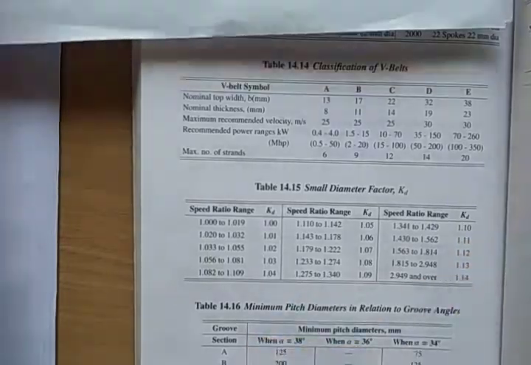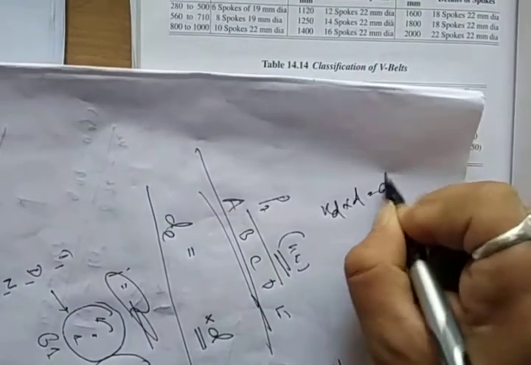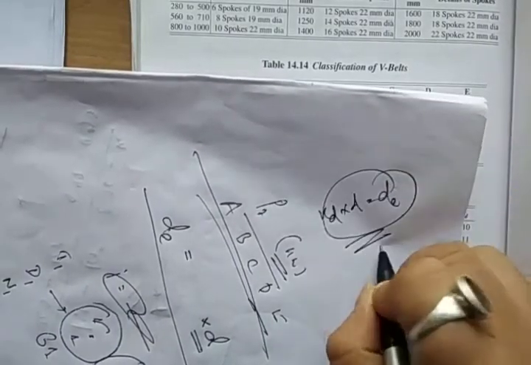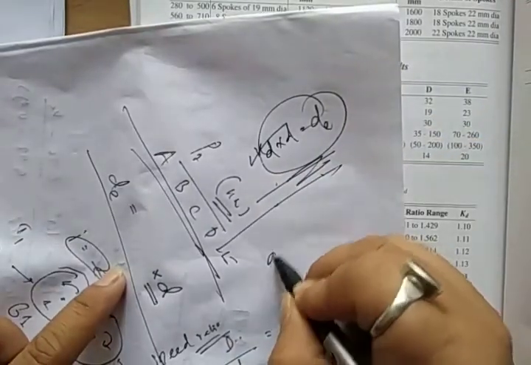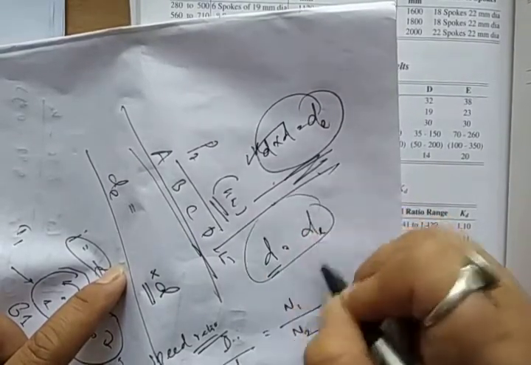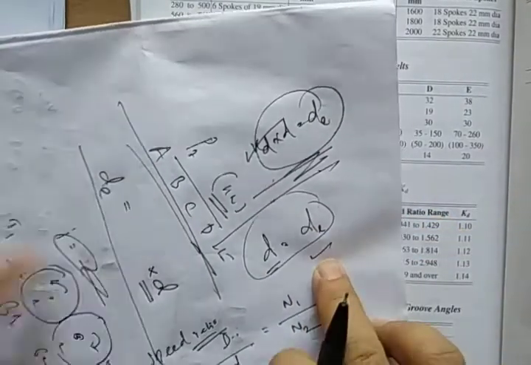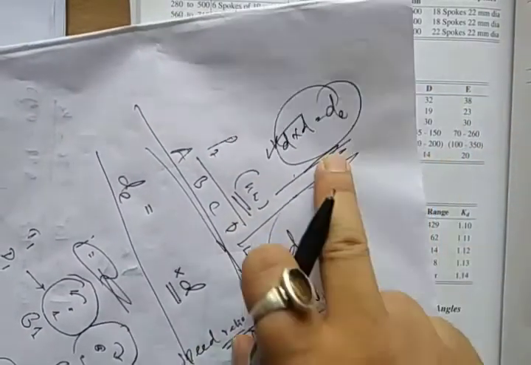So you have to multiply the small diameter factor KD with the diameter to get DE. But in general, we are eliminating this step and directly taking the smaller diameter as the equivalent diameter. You are allowed to neglect it. So in that case, we are not going to follow this step, but this is the actual process that should be followed.